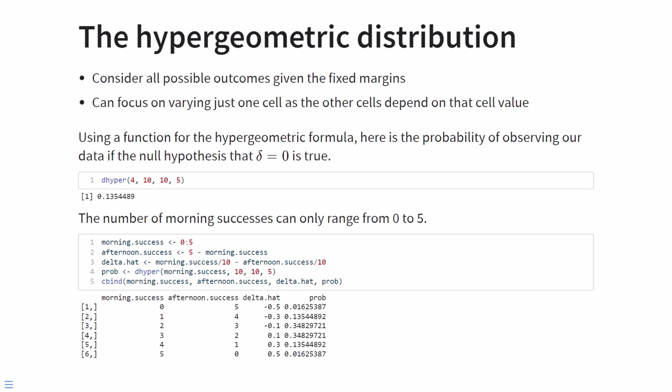Note that I used an R function, dhyper, in order to calculate the hypergeometric probability. Here I've done it for the one situation that we actually observed, in which we have 4 successes out of 10 in the morning, we have 10 in the other sample, and we have a total of 5 successes. Using the same function for all the possibilities that I've listed down here is how I came up with these various probabilities.